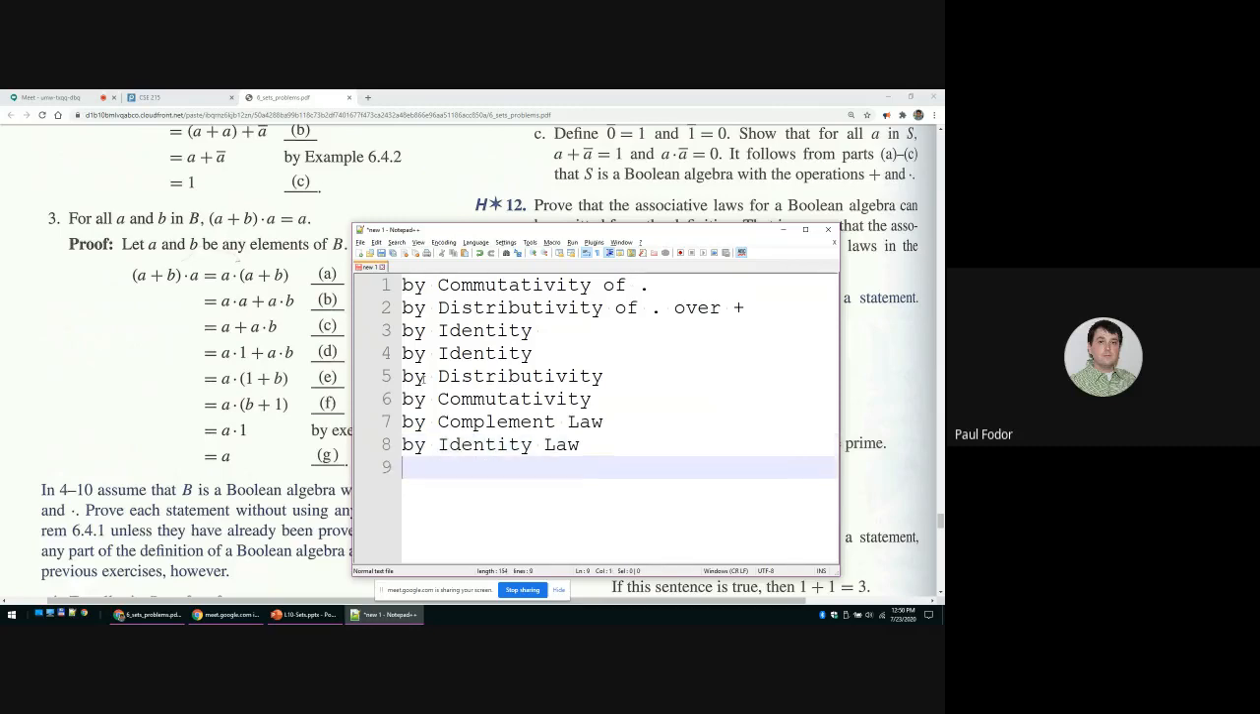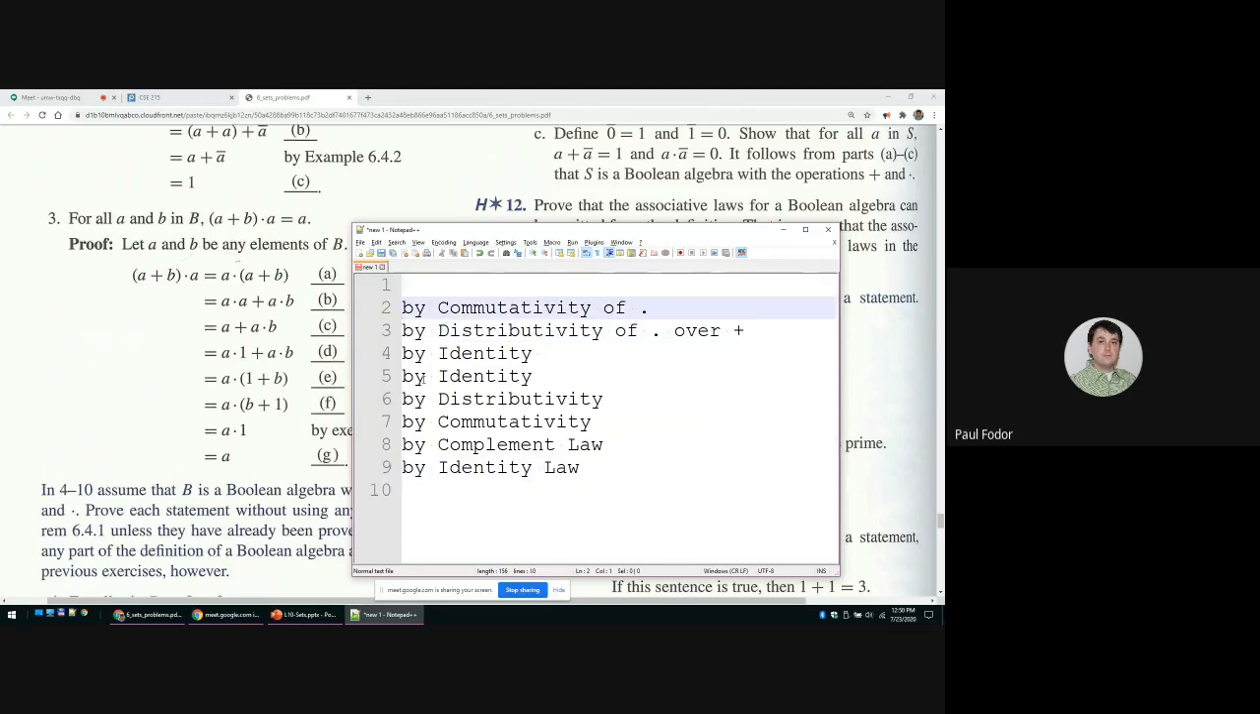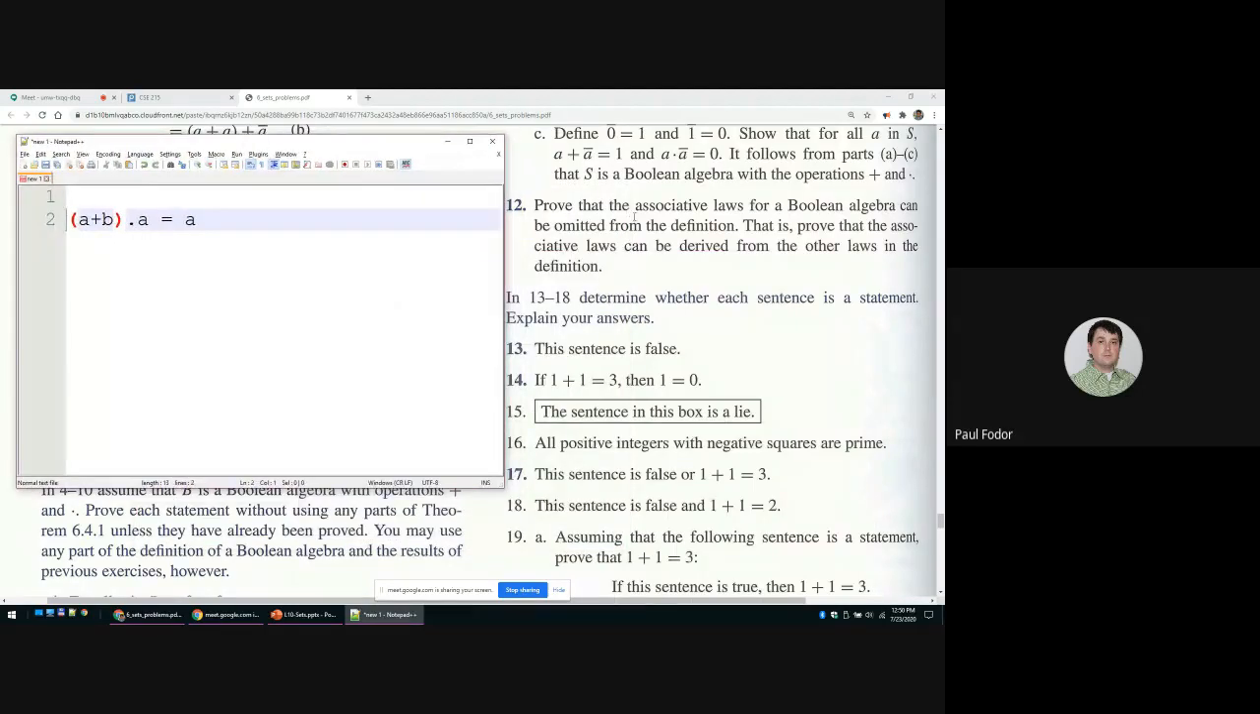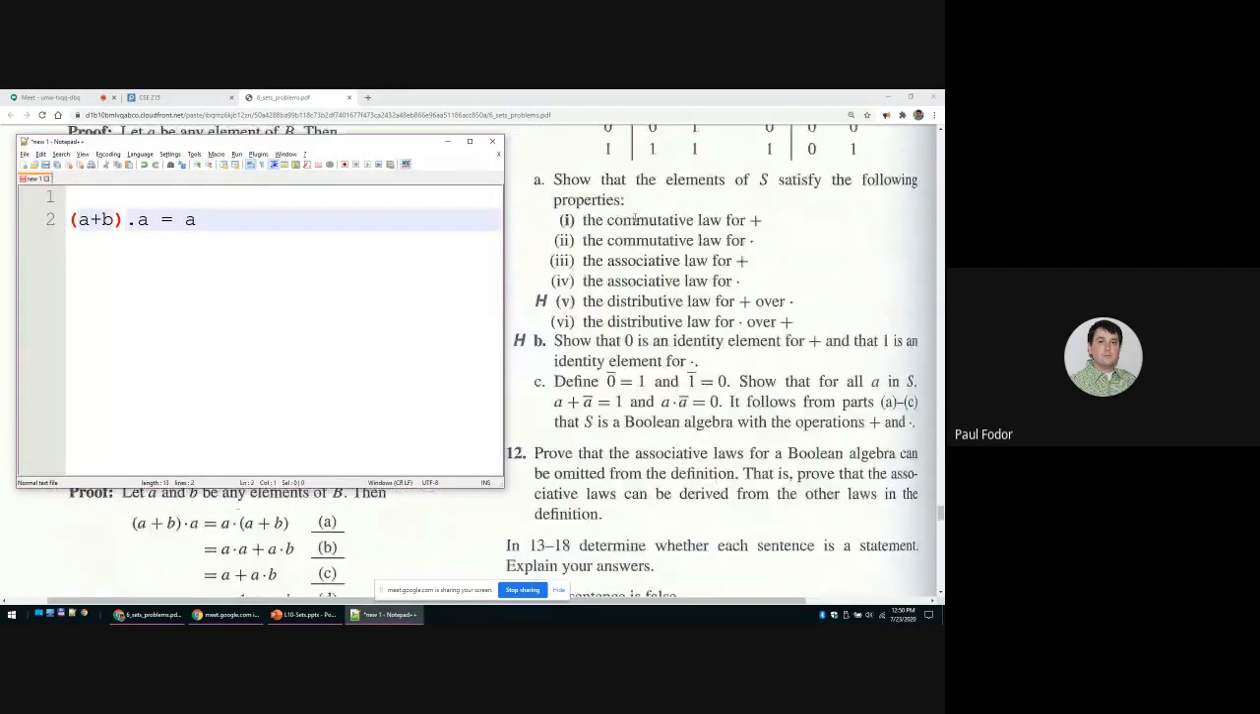So this formula is very important. We should remember that A union B intersect A is equal with A. You can consider this another Boolean algebra identity that you should remember. Let me show you why you should remember it, because it's very useful. So we prove a harder one.